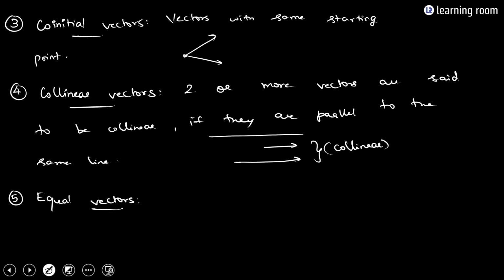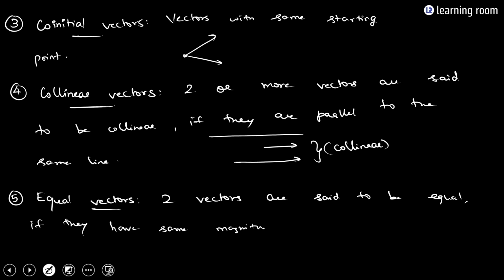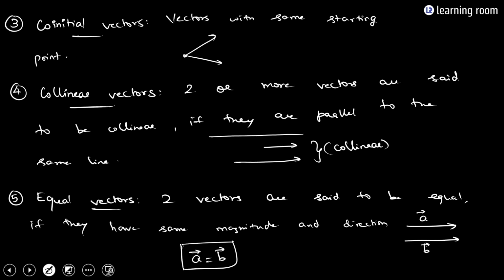Equal vectors. So two vectors are said to be equal if they have the same magnitude and direction. Meaning this vector and this vector are said to be equal if their magnitudes are the same and directions are the same. Then you can write A vector is equal to B vector.